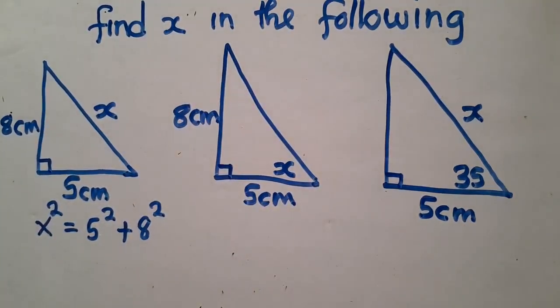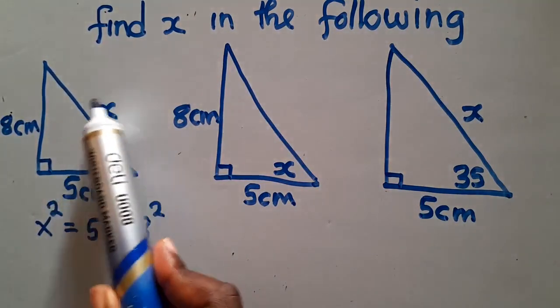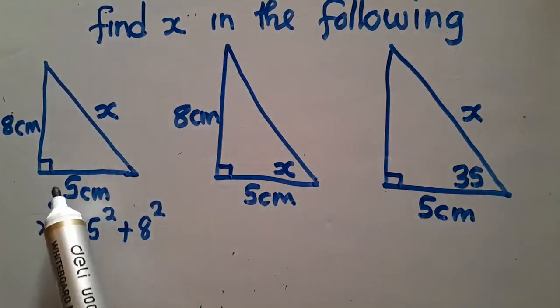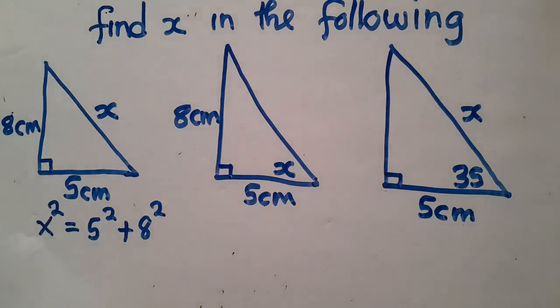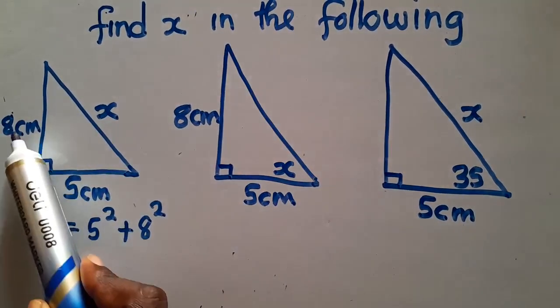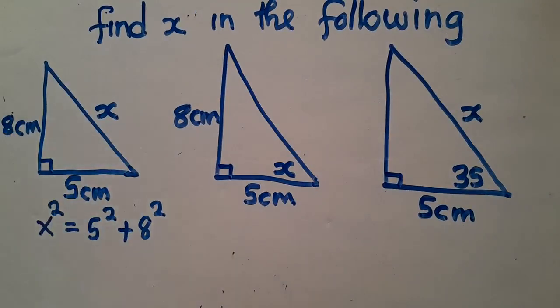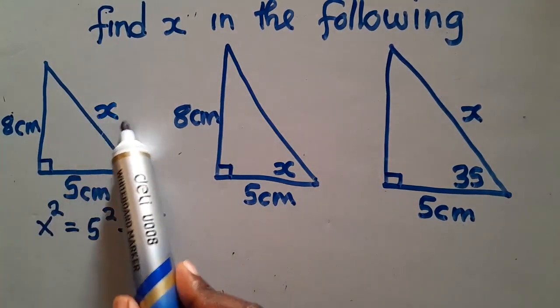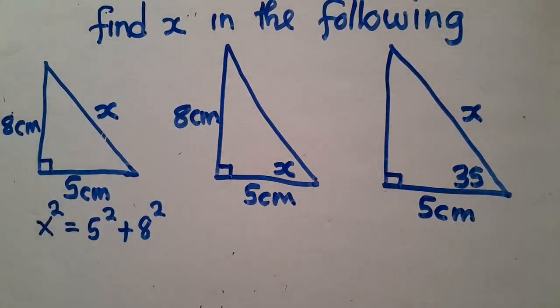This is what we know. Whenever you are using the Pythagoras theorem, the number which is on the hypotenuse, when you square it, should be equal to the two sides squared. This is what I've written. The hypotenuse is equal to the addition of these when you square them. So 5 squared plus 8 squared should be equal to the hypotenuse. This is what it means.